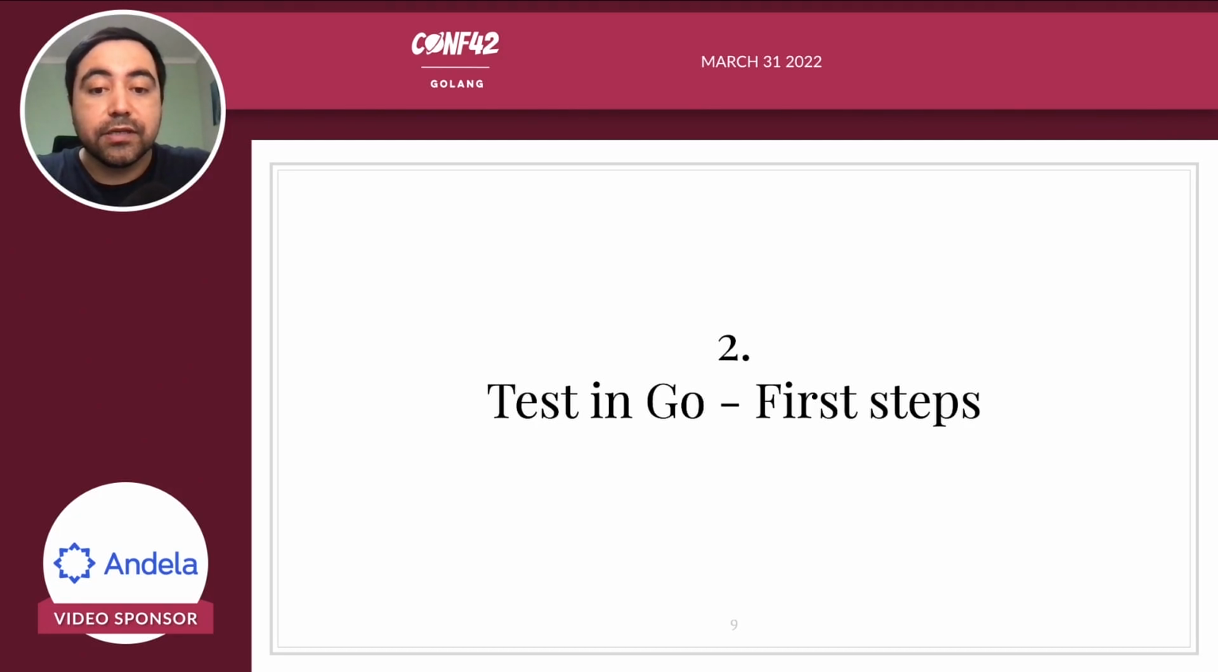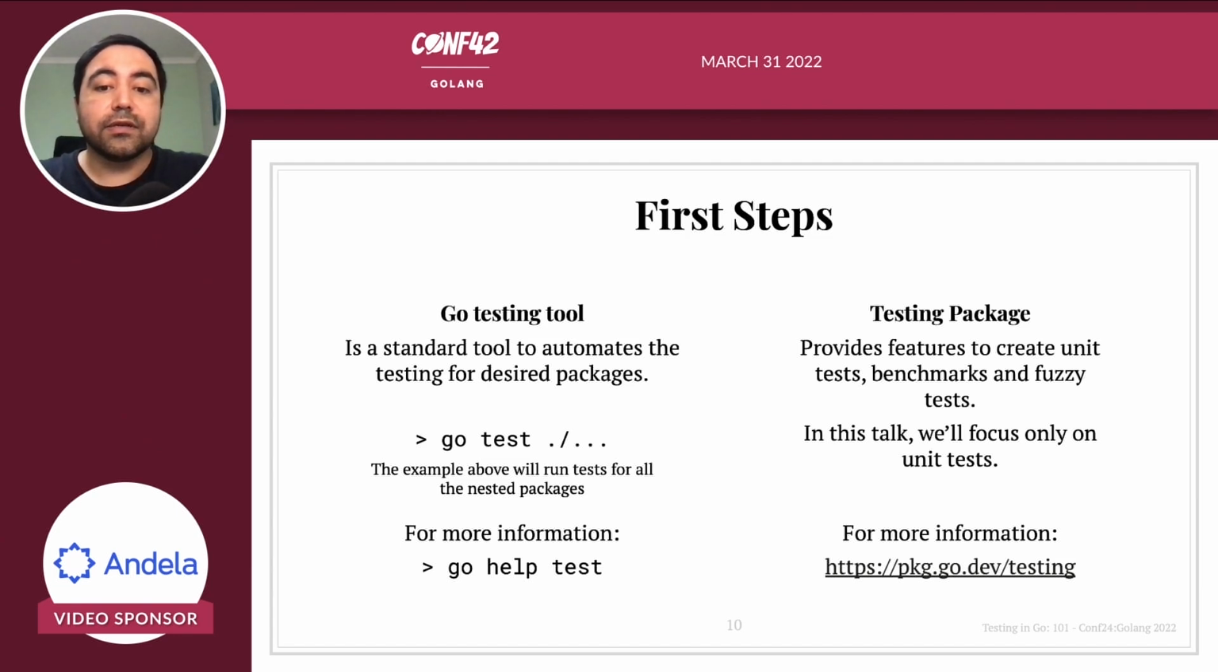Well, the next section is testing in Go: first steps. In this section, we are going to look at the testing tool provided by the Go language, and the standard package that we can use to create unit tests. So our first steps include knowing two things. First is the Go testing tool. It's a standard tool to automate the testing for desired packages. It's included as part of the Go language, so you have nothing extra to install on your computer.